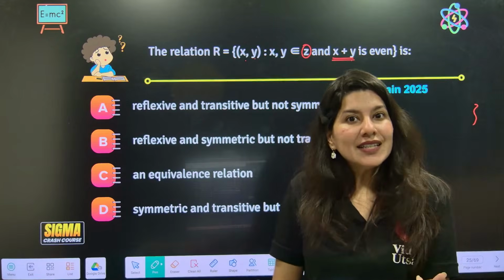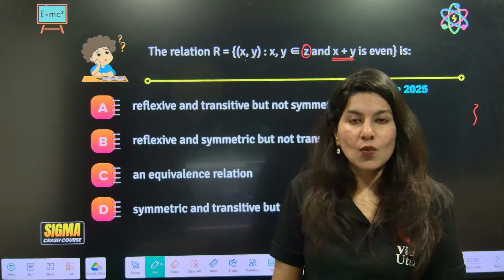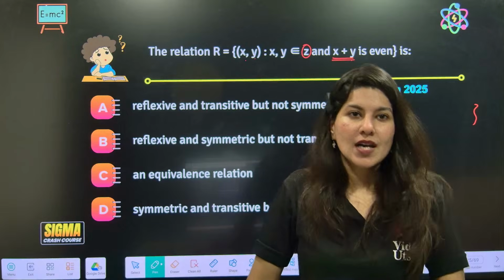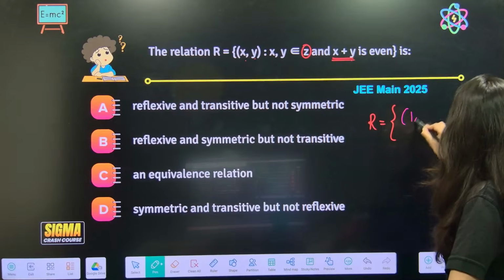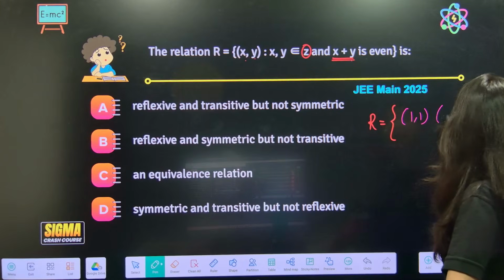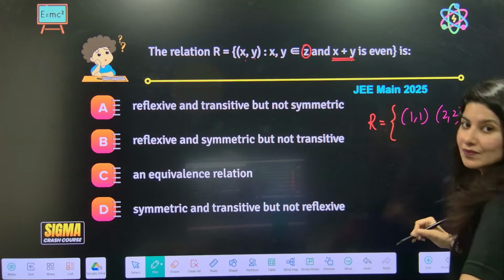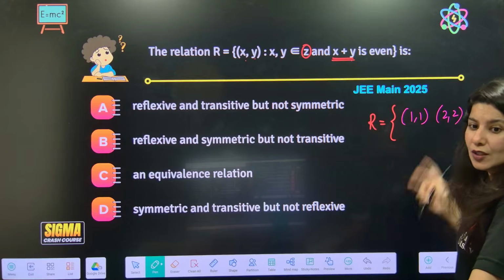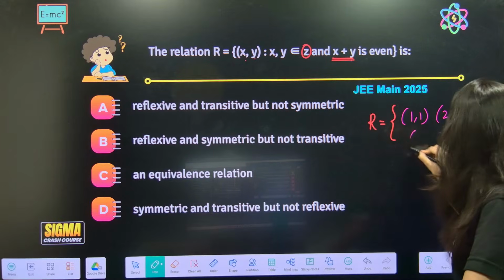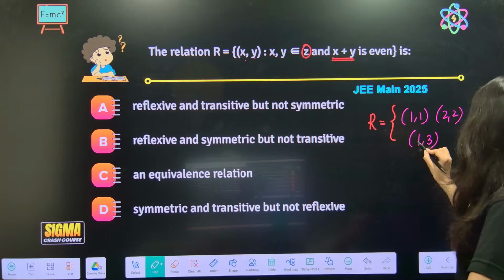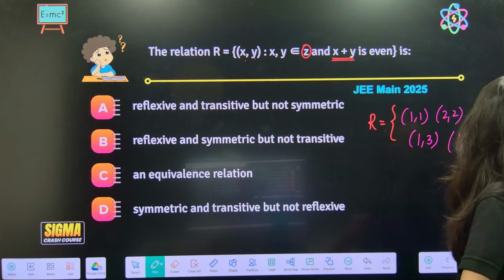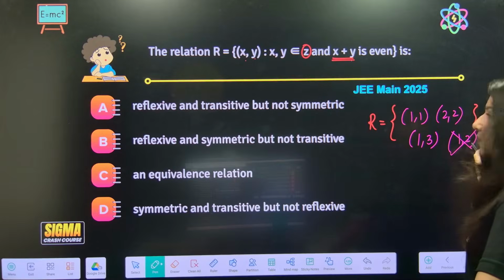Now think about it: the sum of two integers is even. When exactly is that going to happen? The sum of two integers is even when both are even or when both are odd. Can you see 1 plus 1 is 2, 2 plus 2 is 4. Also (1,3) is fine because both are odd. Now (1,2) is not fine. Why? Because 1 plus 2 is odd.